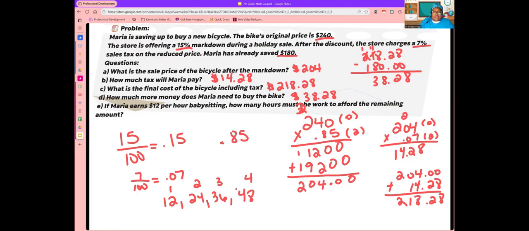Now, that is breaking down the markdown, finding out how much tax would be on a price, what the final price would be including tax, and then comparing what is already saved versus what needs to be saved and what can be done to make up the difference.